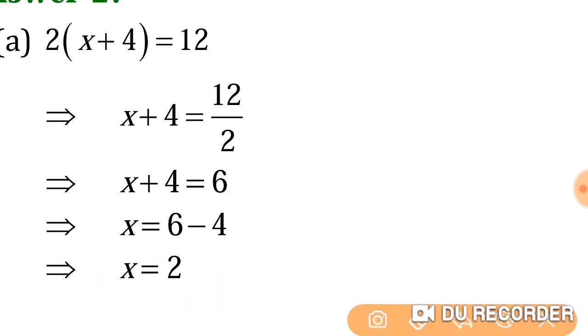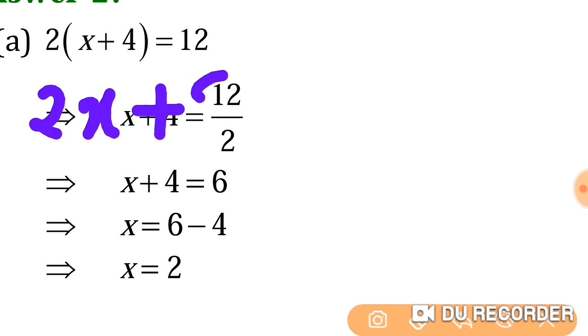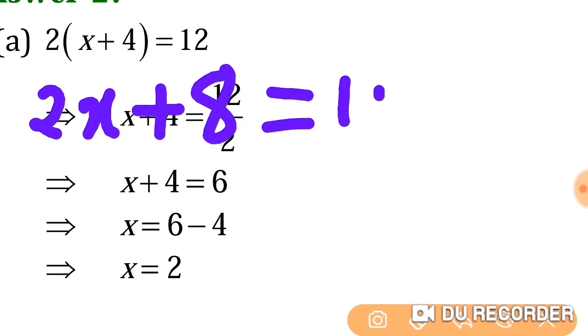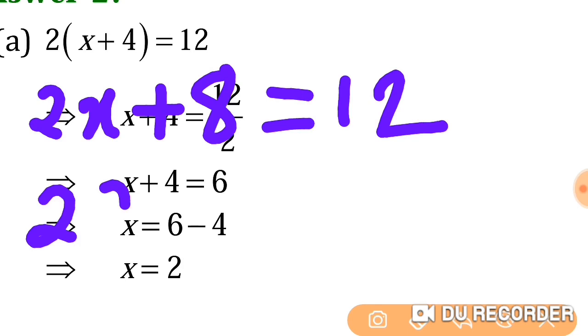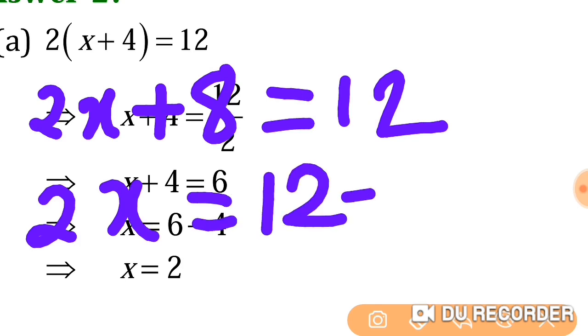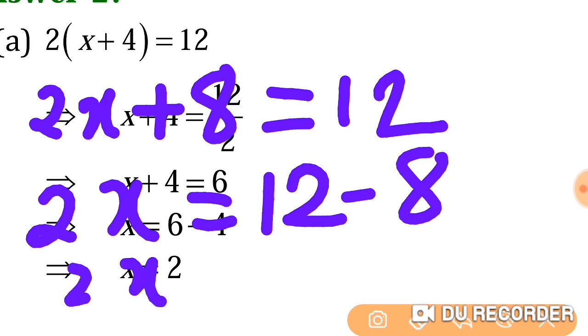Or another method: multiply 2 into x, 2x, plus 2 into 4, 8. See, we are multiplying the 2 with whatever is in the brackets. So 12 as it is. Now we can transfer that side. So 2x is equal to 12 minus 8, because first the addition or subtraction we have to transfer. So 2x is equal to 4.